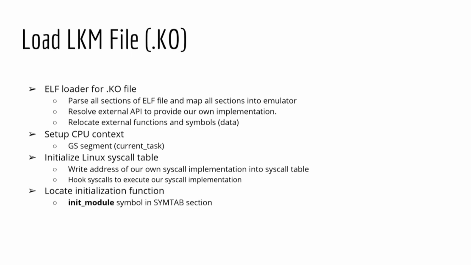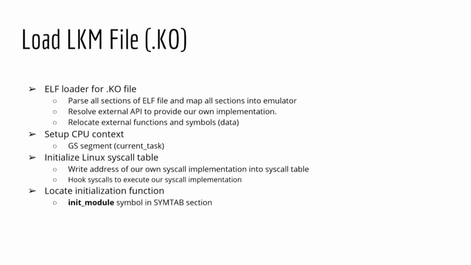The next thing Demigod has to do is set up the CPU context so the kernel rootkit can function properly. One of them is that we need to set up a GS segment for the current task, because many kernel rootkits try to access the current task, and they need the GS segment for this. We also need to initialize the system call table of Linux kernel, so the kernel rootkit can read and write to the system call table.